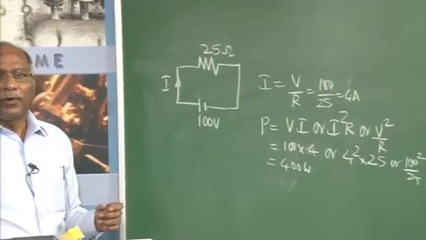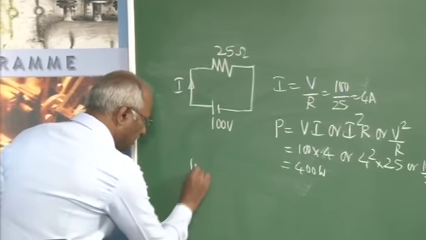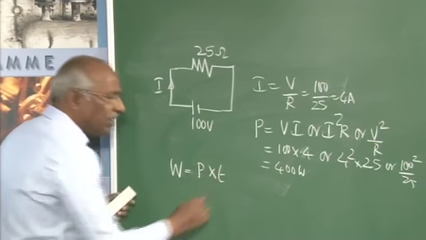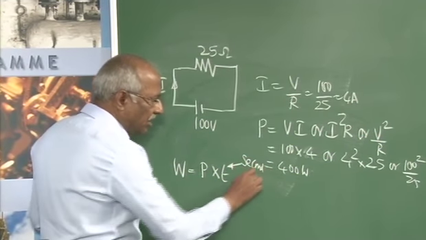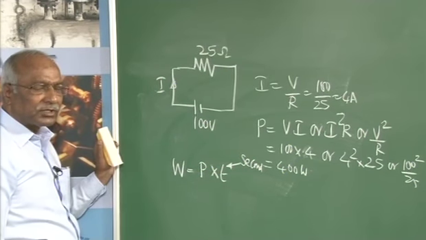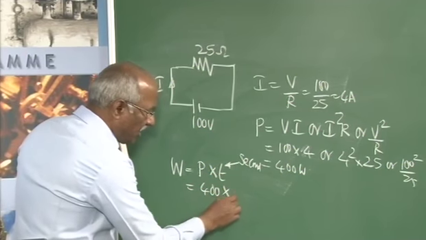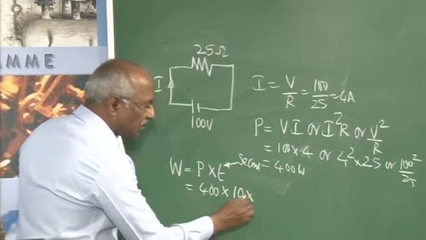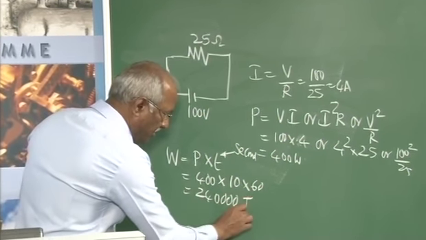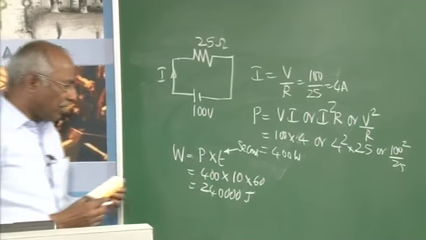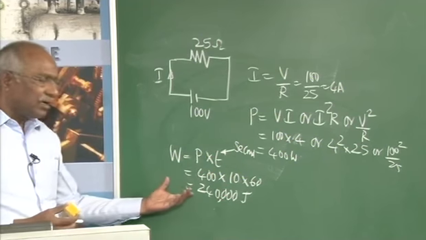When it comes to the energy transformed into heat in 10 minutes, what will that be? Energy is power into time. Time is generally expressed in seconds when the energy involved is less. However, when the energy involved is large, it is generally expressed in hours. Here P being 400, into time being 10 minutes, converted into seconds, that means 60, will give you 2,40,000 joules. So, that is the answer.